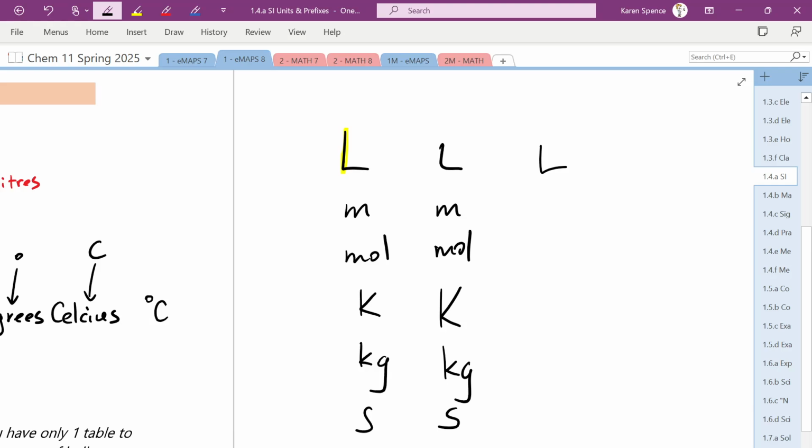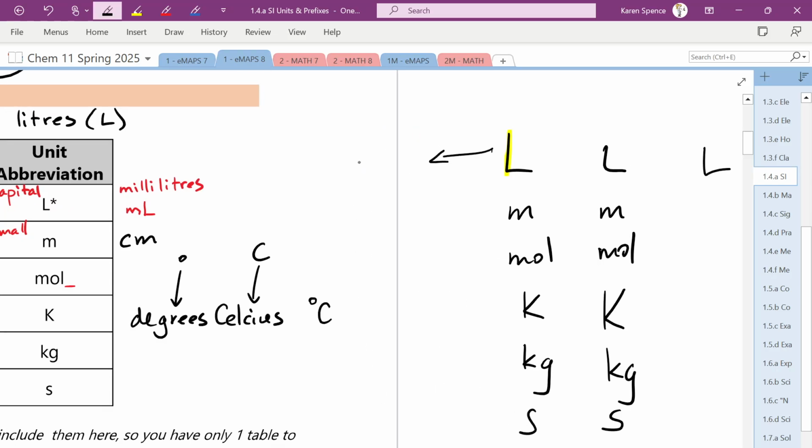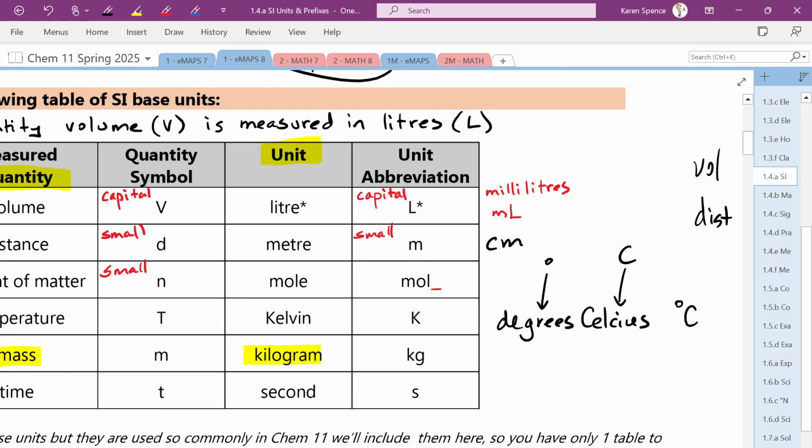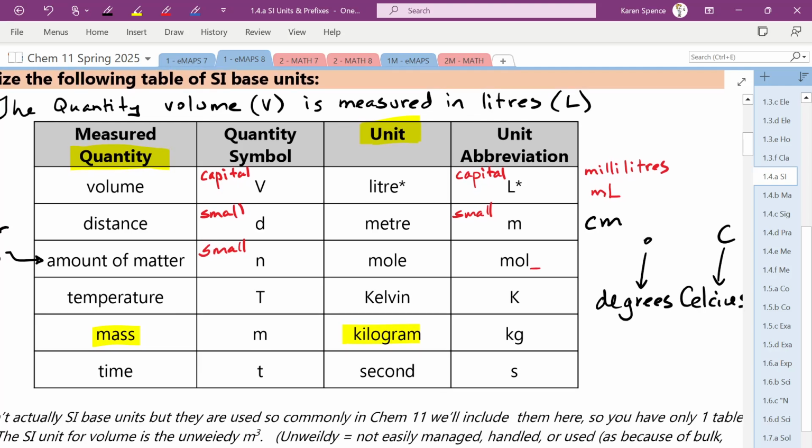So, at some point there will be a little quiz just on what the SI units are and what quantities they measure. What that requires is for you to say liters is measuring volume, which is V, and meters is measuring distance, which is little d, and moles is measuring amount of matter. Kelvin is measuring temperature. Basically you'll get a chart like this, but it will be blank and you need to fill it in. It does not need to be in any particular order.